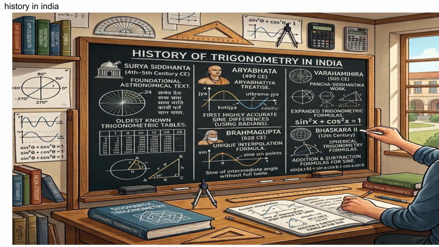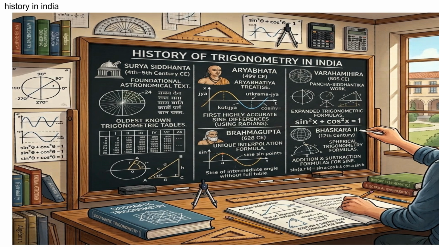History in India. The Surya Siddhanta, in the 4th to 5th century CE. This foundational astronomical text contains the oldest known trigonometric tables. It broke down a quadrant of a circle into 24 equal parts to calculate precise sine values.